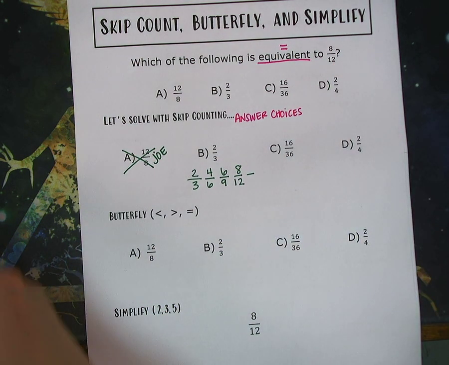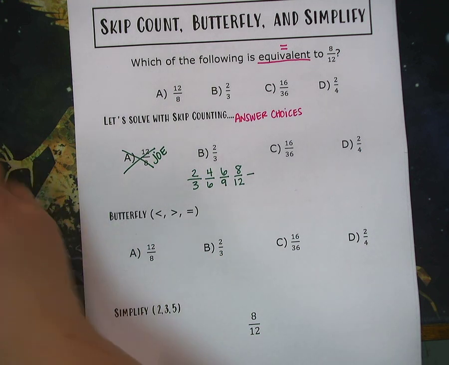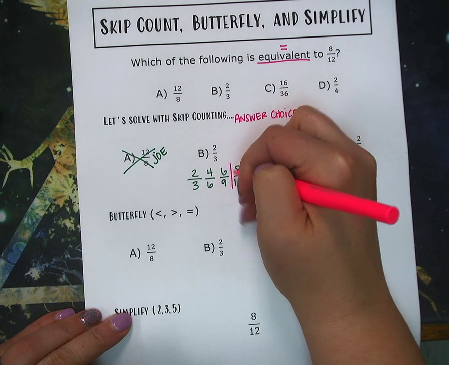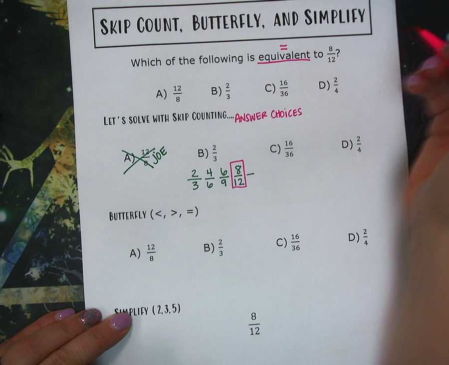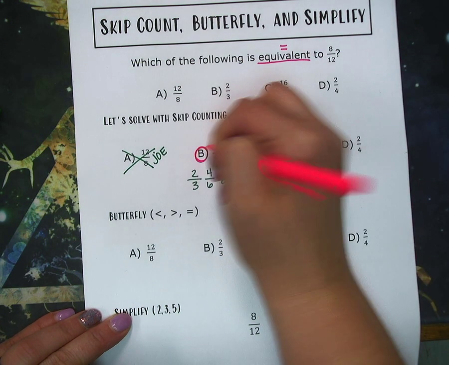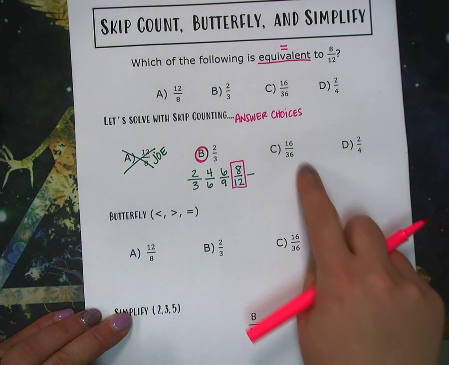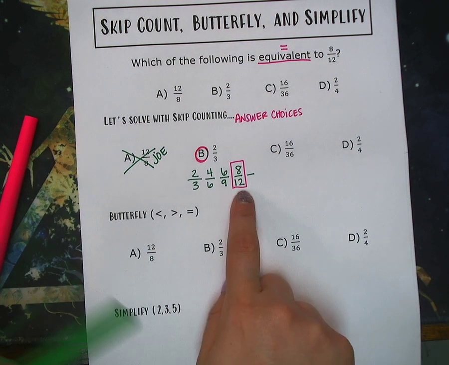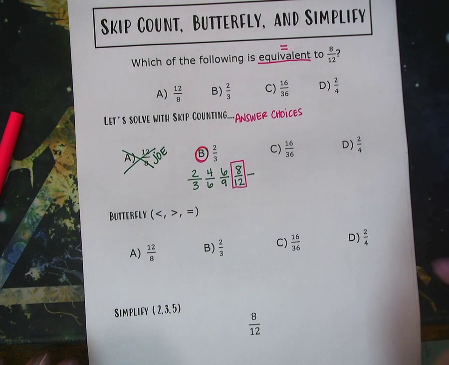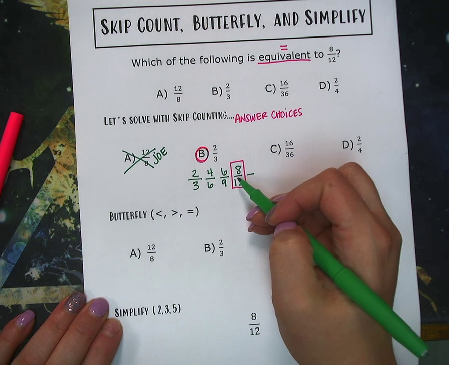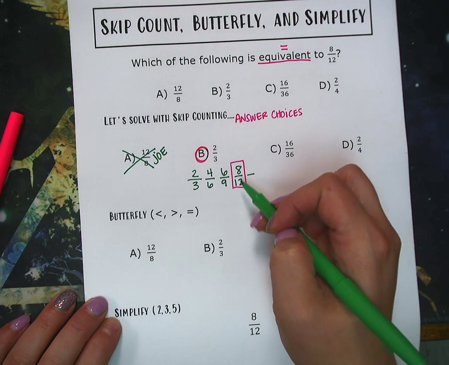So what I need to check for is, did both the top and the bottom match? Here's my 8 and my 12. Did that match the answer that I was looking for? Yes. So B is the equivalent fraction for 8 over 12. And I don't need to keep going because I have already proven mathematically by skip counting that this is equivalent. So all of these fractions are actually equal. 2/3 is equal to 4/6 is equal to 6/9 is equal to 8/12.